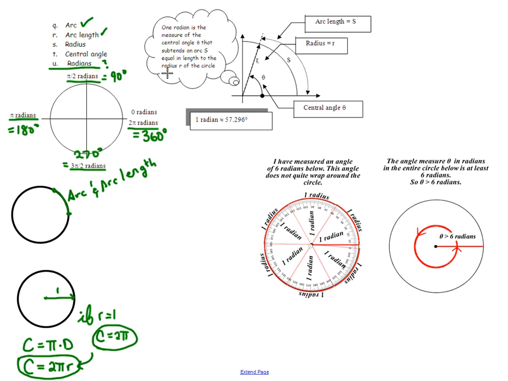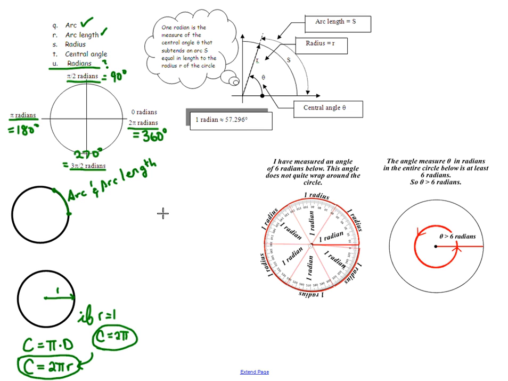Well, a radian is a very important measure, and here's a formal definition. It says 1 radian is the measure of a central angle theta that subtends an arc S equal in length to the radius of the circle. And you scratch your head and you go, huh? Well, let me give you an illustration right here.